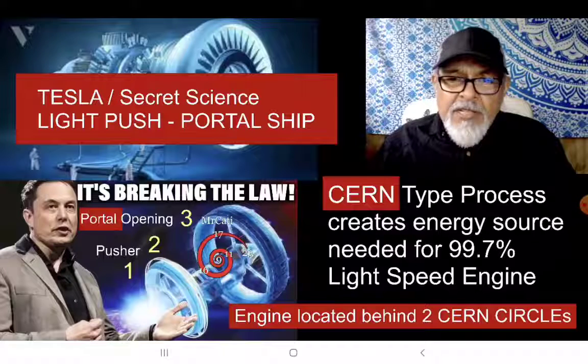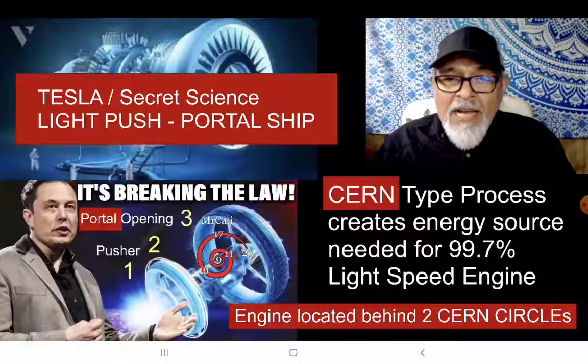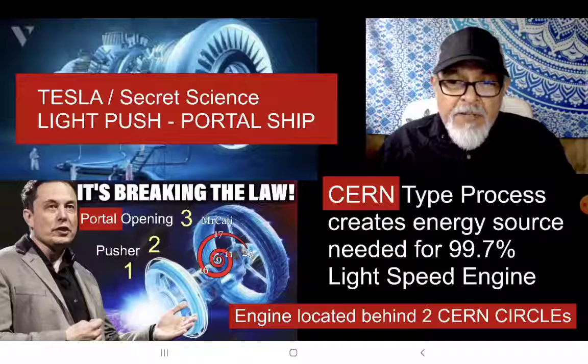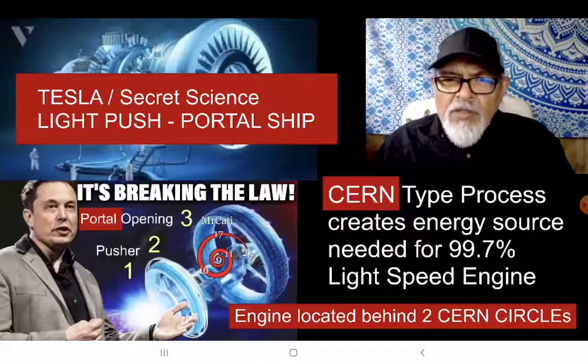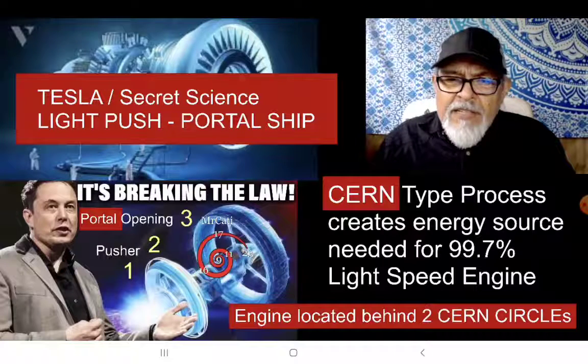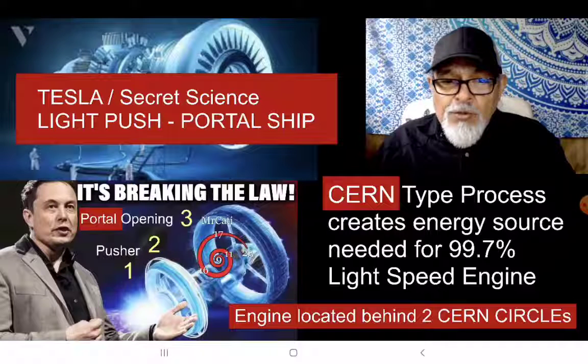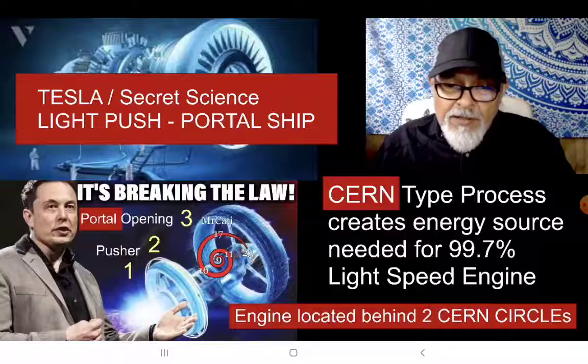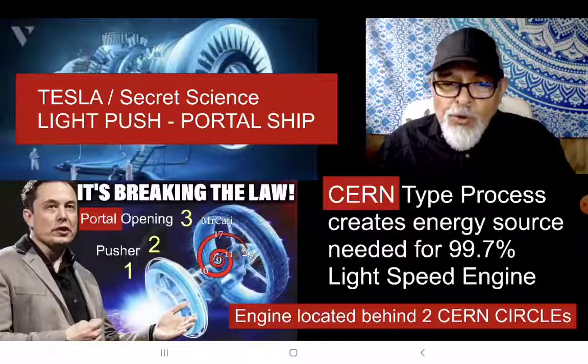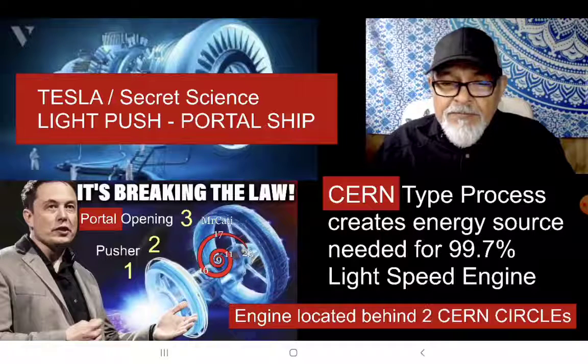Well, this is where you would learn that they're using a CERN type process, okay, where they basically mine or create specific particles. And the one that everyone I'm certain is familiar with is the God particle. But they create a particle that is then used to ignite or fuel this light speed engine.